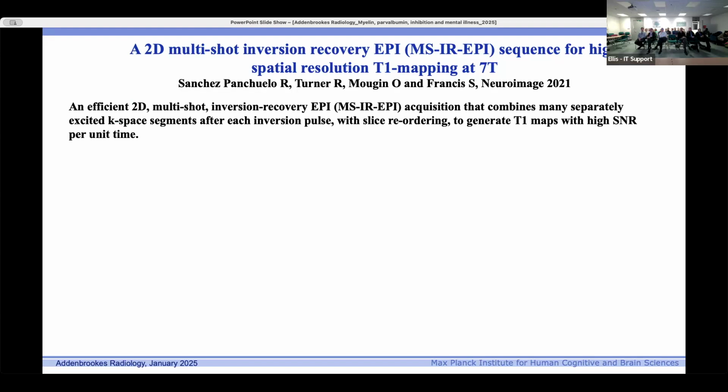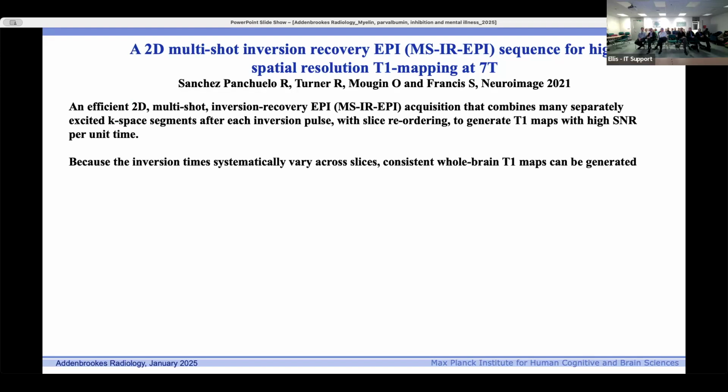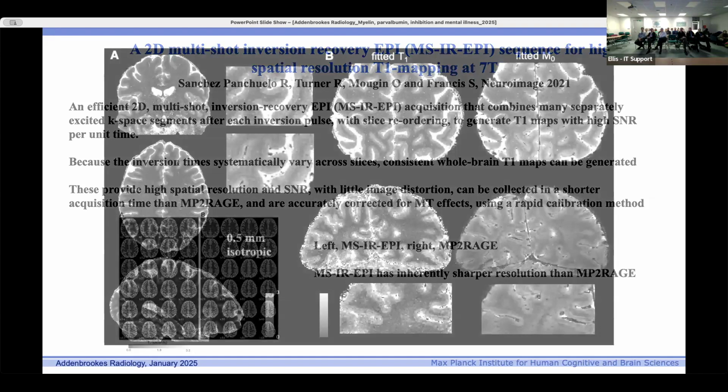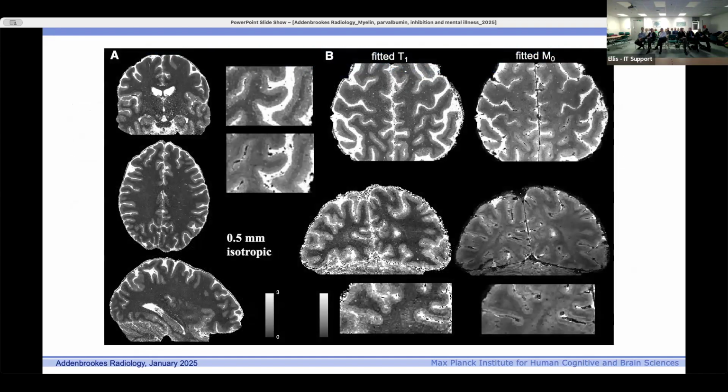And it's basically more efficient than the MP2RAGE sequence which people use for mapping T1 now. It's still not been implemented properly on a Siemens system. This was implemented on a Philips 7 Tesla system. But it has inherently better resolution than MP2RAGE. It has a tighter point spread function. So it's a sequence which I'm quite excited about. A highly efficient sequence. But with this sequence, you can pick out layer structure in the cortex in these 0.5 millimeter isotropic scans, which didn't take very long to collect.